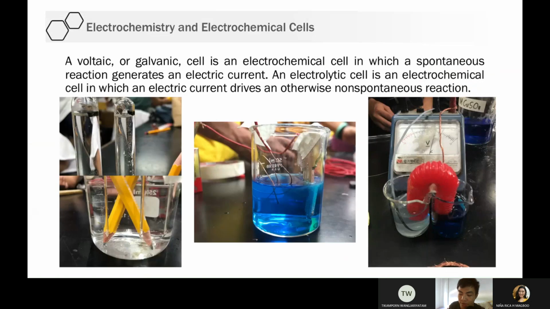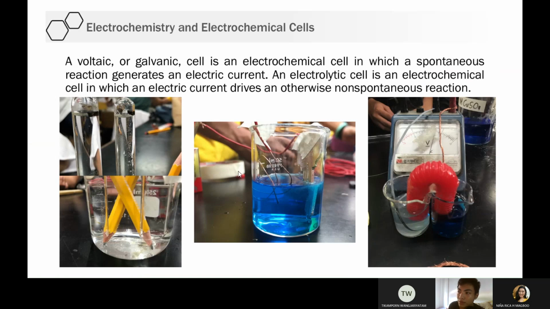If the setup produces voltage, for example this one on the right side, which produces a voltage of positive 1.5 volts, we call that a voltaic or galvanic cell. Voltaic or galvanic cells are electrochemical cells that produce electricity. However, another setup is called the electrolytic cell, wherein the reaction needs electricity for it to proceed.